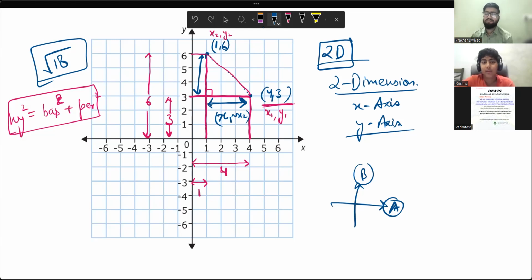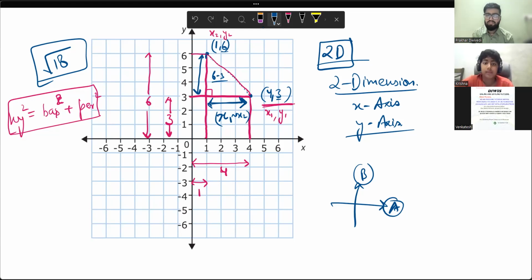The Pythagoras theorem is always applied on a right angle triangle. On a simple line, you can't apply Pythagoras theorem. So to make the right angle triangle, we visualize that there is a right angle triangle which we can't see, but which we are always using. And now this y2 minus y1, we are getting here from 6 and 3, sorry, 4 and 3. So it's 6 minus 3.